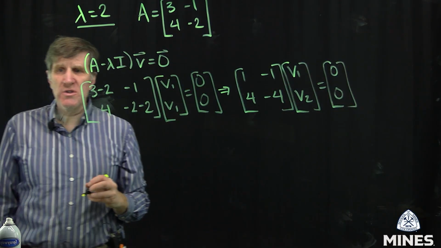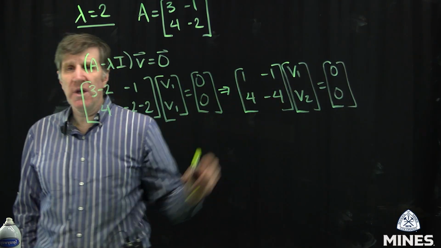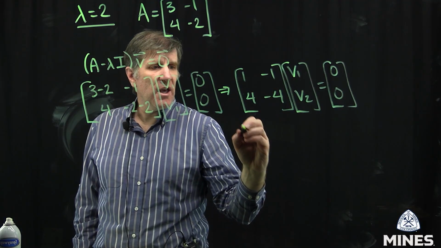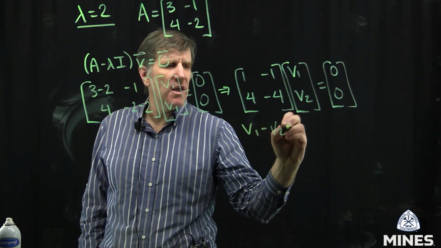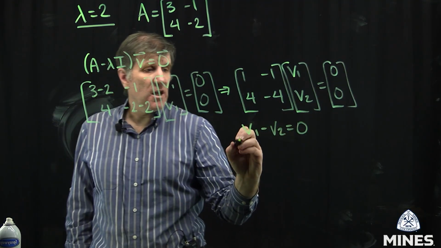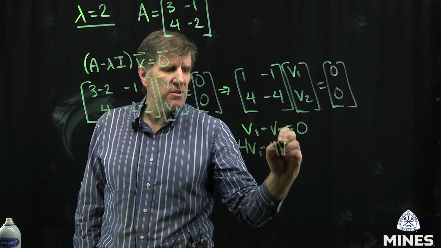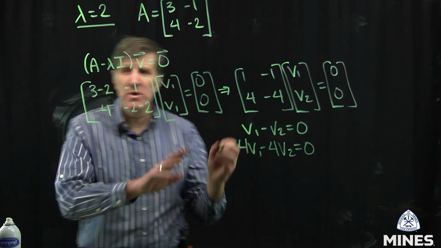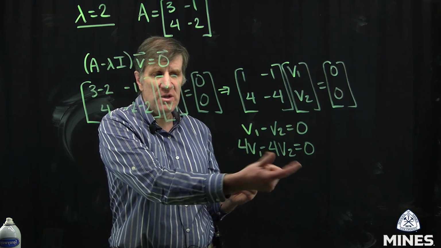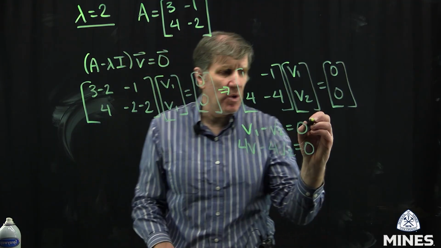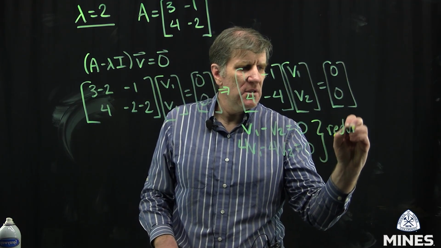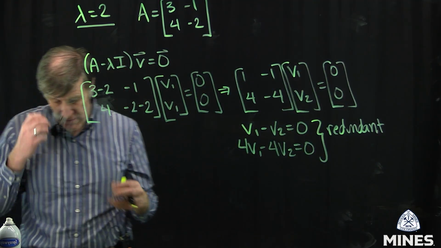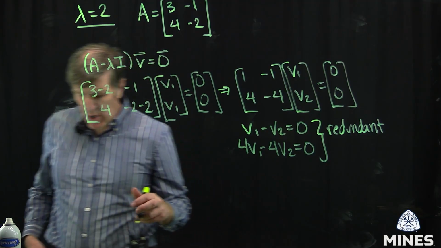So this is two equations for two unknowns. If I do the matrix multiplication now, the equation I get is v1 minus v2 equals 0. And the next equation I get is 4v1 minus 4v2 equals 0. So I always have two equations at this point, and they're always redundant. If I divide the second equation through by 4, I get the first equation. So these are redundant, which is normal and expected and always happens in these eigenvector, eigenvalue problems. So we really just have the one equation.